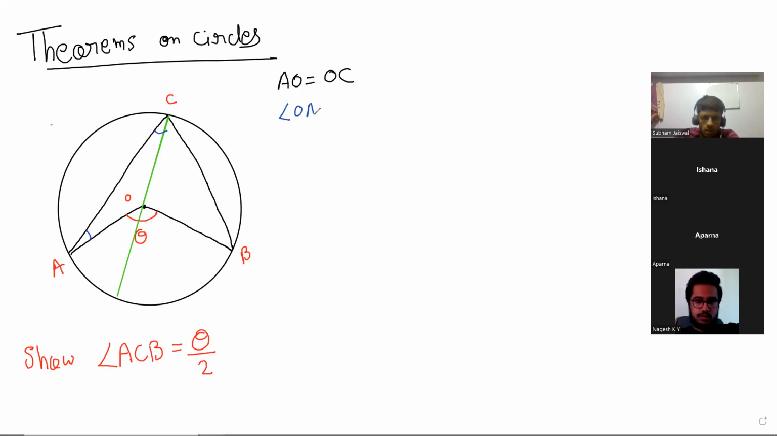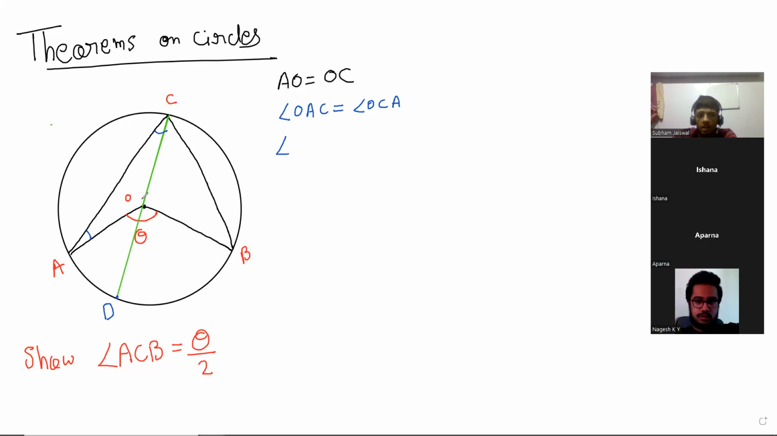Then angle AO... Go on. Can you make the point like OC is extended to some point D? Oh, you mean on the circle here? No, sir, not on the circle. OC is extended to some point. Like it can be on the circle, okay. Okay, it doesn't matter, you're saying. Okay. So AOD is the exterior angle of triangle AOC.